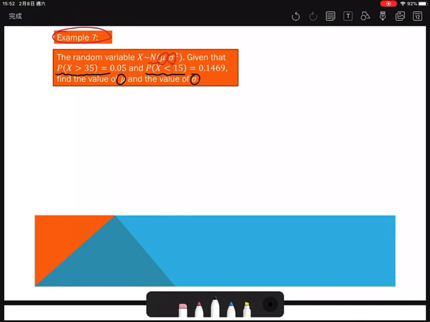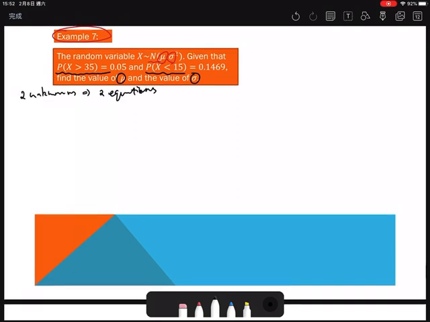This question requires us to find two unknowns. So it means that you have to use two equations to find the two unknowns, and you see that the question has given us two equations. So here we will use the two given conditions to find the two unknowns. All right, so let's start.